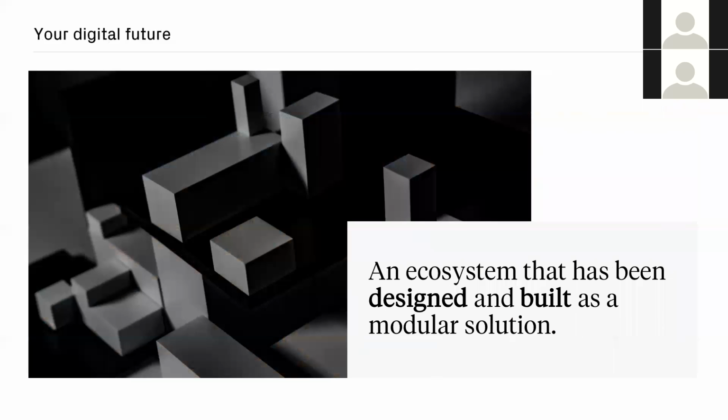And then the second thing you need is an ecosystem that has been deliberately designed and built as a modular solution. You don't need to build an entire ecosystem in one go, but an ecosystem needs to be designed to integrate and to scale. Then you can phase it or change parts of it without having an impact over the rest. Even third-party systems can become an integral part of your ecosystem through web services.